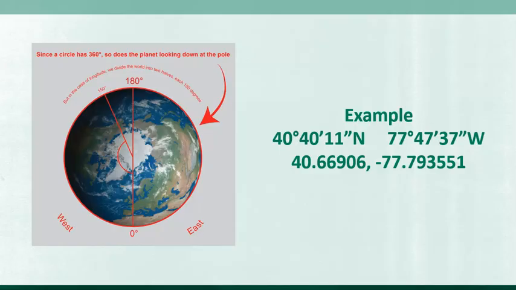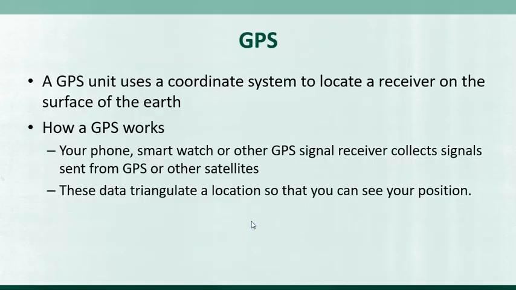That's further subdivided into minutes, and then minutes are divided into seconds. There's 60 minutes in every degree, and there's 60 seconds in every minute. So you can get to very precise locations, like we see right here. That number can also be expressed as a decimal point, 40.66906, minus, because it's west as opposed to east, 77.793551. You can actually plug that into Google Earth if you want to, and you will actually go see the family homestead in central Pennsylvania, where I am originally from.